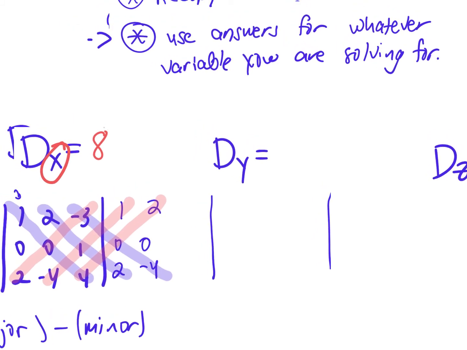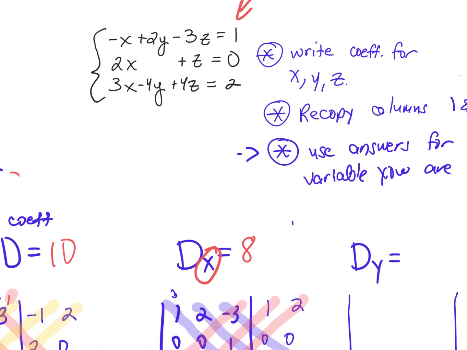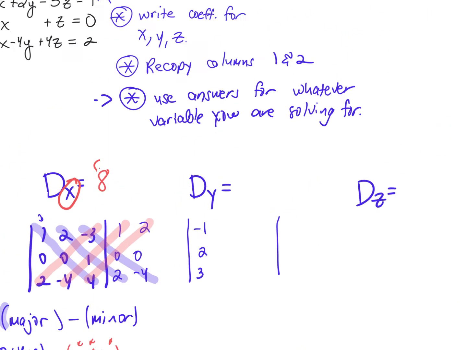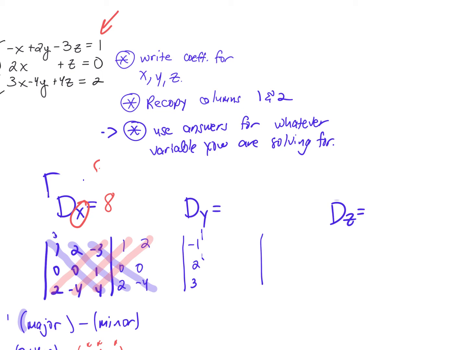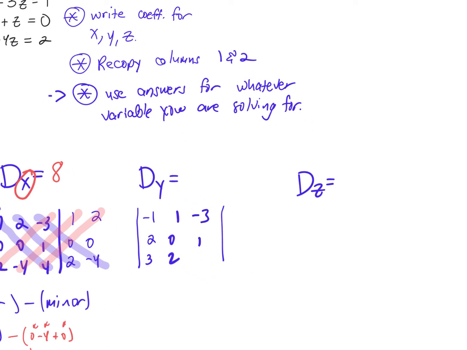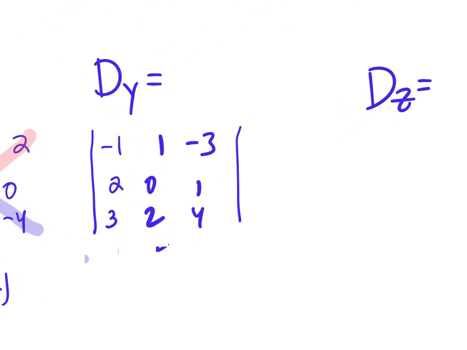So my x coefficients, we go back to the beginning, are negative 1, 2, 3, right? Negative 1, 2, and 3. Now, like Derek just asked, since we're finding y, that means we plug in the answers. So 1, 0, 2. And then what's z? Negative 3, 1, 4. Now, before we do our diagonals, what do I have to do with the first 2 columns? We recopy. Negative 1, 2, 3, 1, 0, 2. Very good. So remember, it's major minus minor.